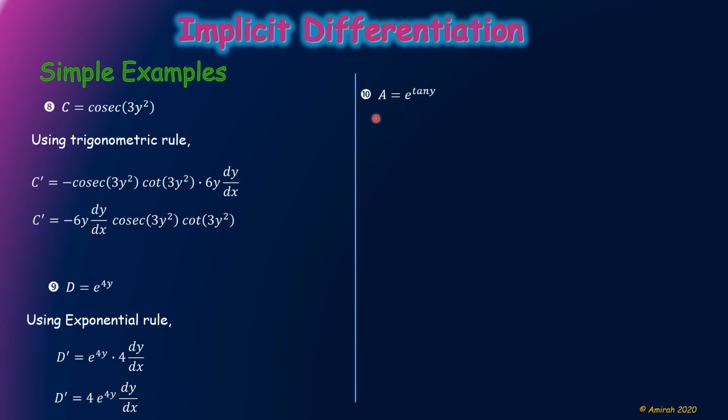Okay, now look at number 10. If a equals e to the power of tangent y, we can differentiate using the exponential rule combined with the trigonometric rule. Alright? We differentiate a, the symbol should be a prime, and then we differentiate e to the power of tangent y, so we have e to the power of tangent y times sec squared y times dy over dx.